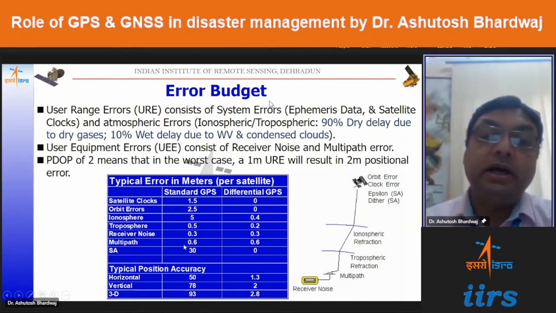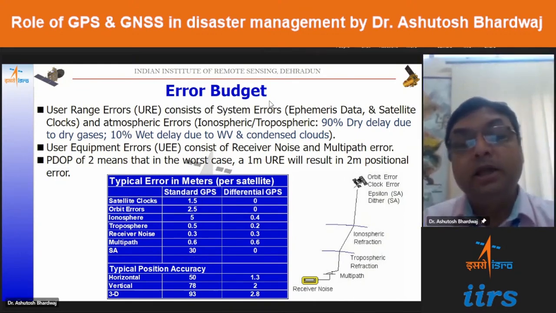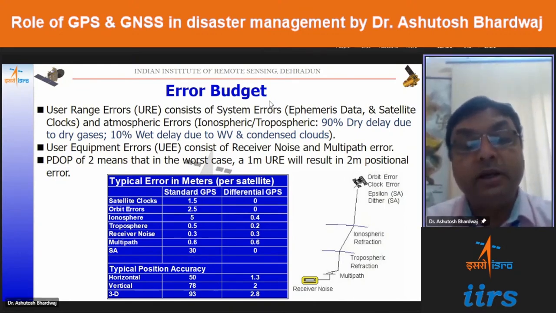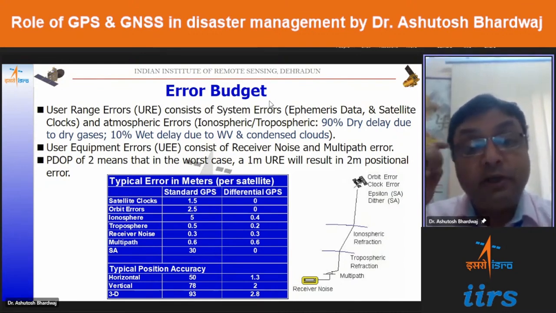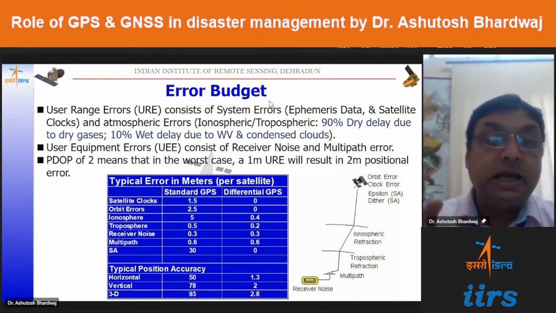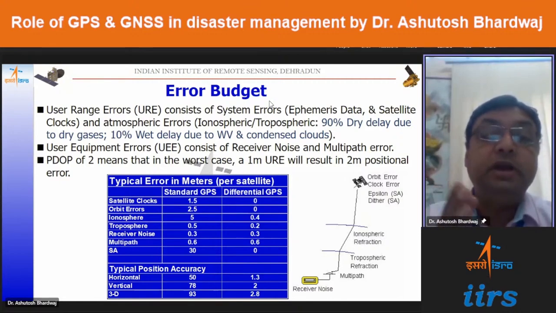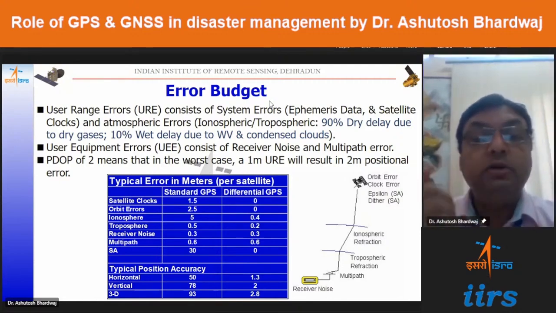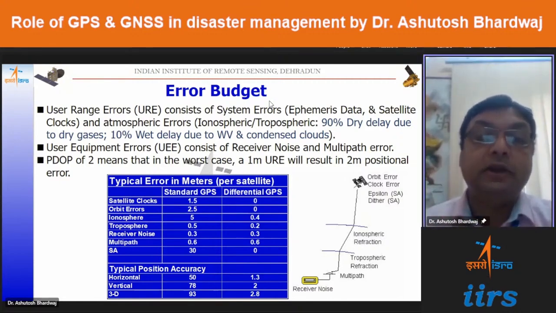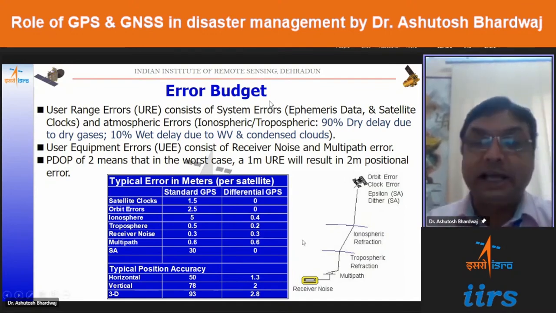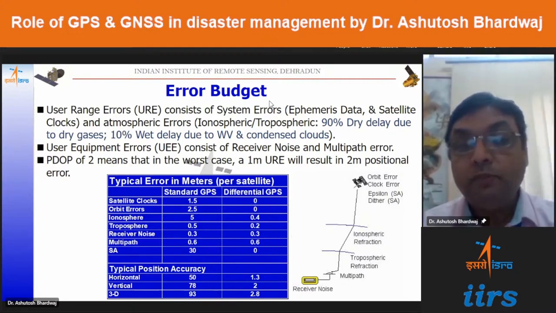They can provide, in the current scenario, an accuracy of the order of 10 to 20 meter. In the earlier scenario, it was providing us an accuracy of the order of 70 to 100 meter. That is the error before 1st May 2000. But beyond 1st May 2000, we are getting higher accuracy of the order of 10 to 20 meter, which has also further improved in the recent times. That also I will tell you.